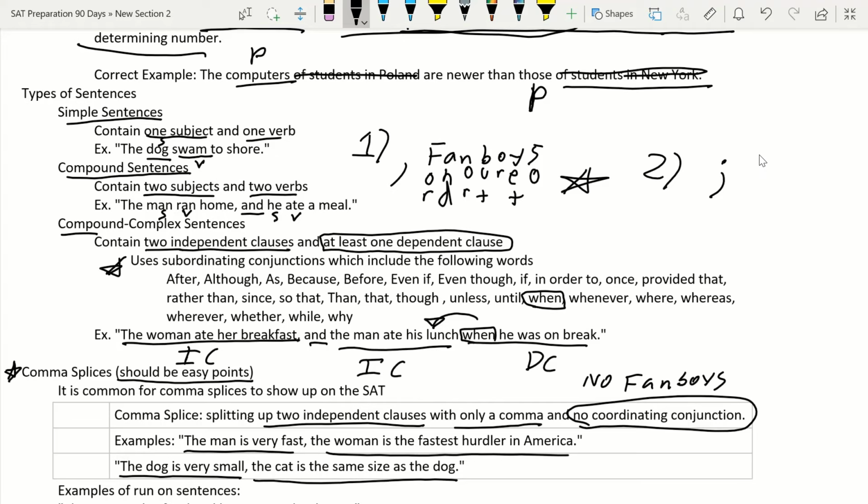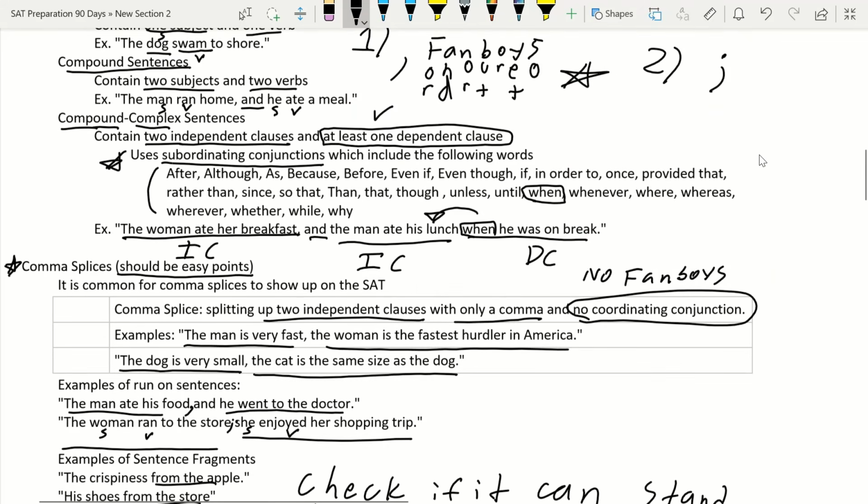And then we have compound-complex sentences. In a compound-complex sentence, we have two independent clauses just like a compound sentence, but we also have one dependent clause. How do we know if it's a dependent clause? Well, we talked about subordinating conjunctions, that big list here. But basically, we can know it's a dependent clause because it can't be a sentence on its own. An example is right here: "when he was on lunch break." That's not a complete thought. When he was on break, what happened? We don't know. So that's our dependent clause.